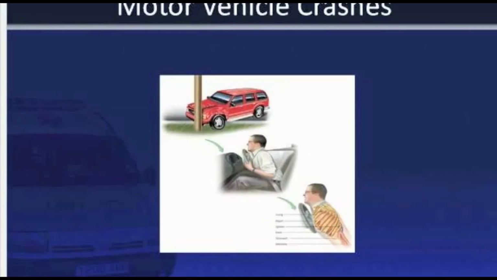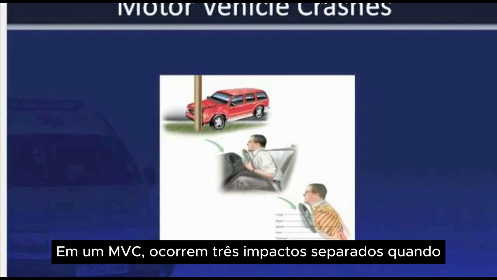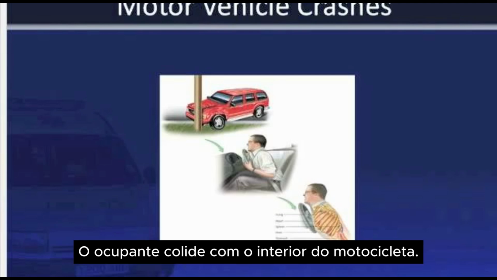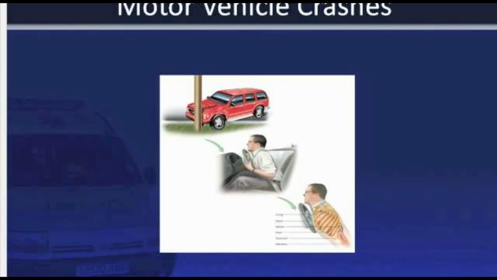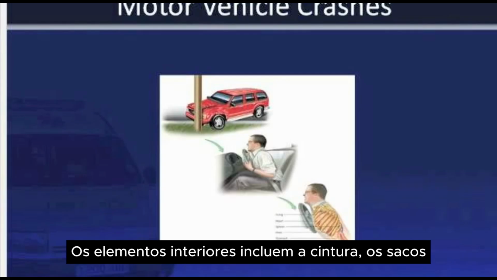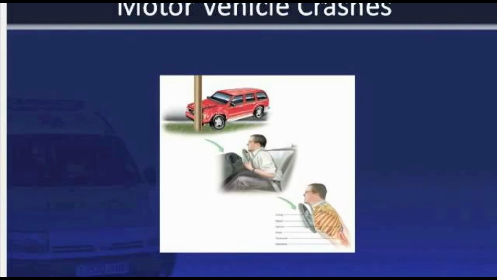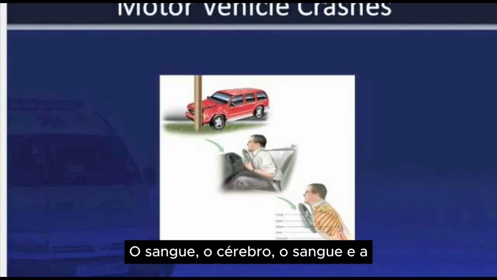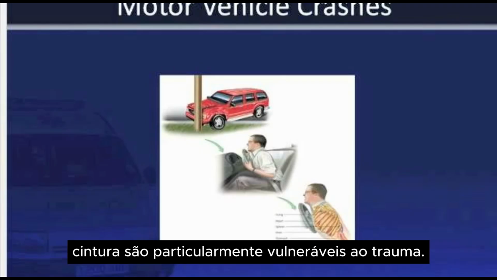In an MVC, three separate impacts occur as kinetic energy is transferred. The vehicle strikes an object. The occupant collides with the interior of the vehicle. Interior elements include a seatbelt, airbags, and dashboard. Internal organs collide with other organs, muscles, bones, or other structures inside the body. The lungs, brain, liver, and spleen are particularly vulnerable to trauma. And a fourth impact may occur if loose objects in the vehicle become projectiles.